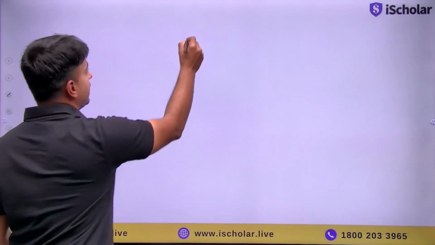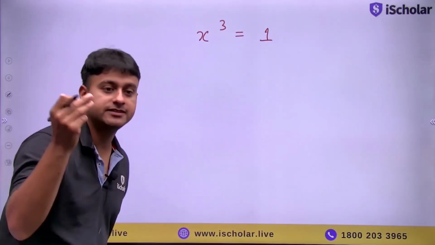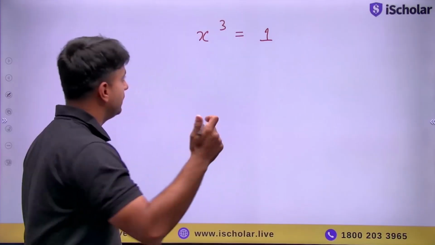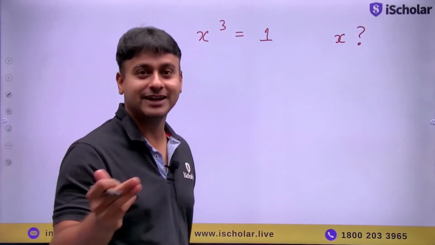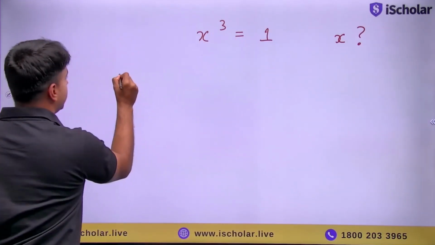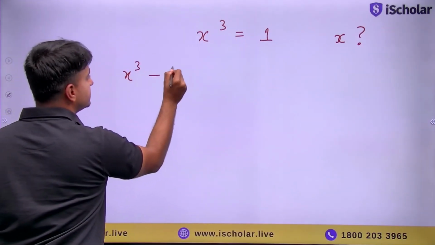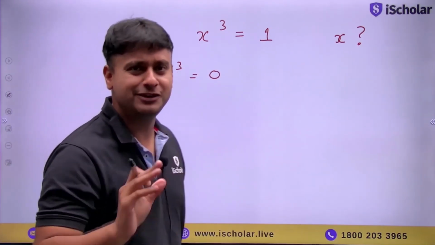Let's suppose I say x cube is equal to 1, okay? If the value of x cube is 1, my question to you is, what is x? Can you tell me? What I'll do is I'll bring this 1 to the other side. So I will get x cube minus 1. 1 I am writing as 1 cube. That's totally possible, right? We can definitely do it.